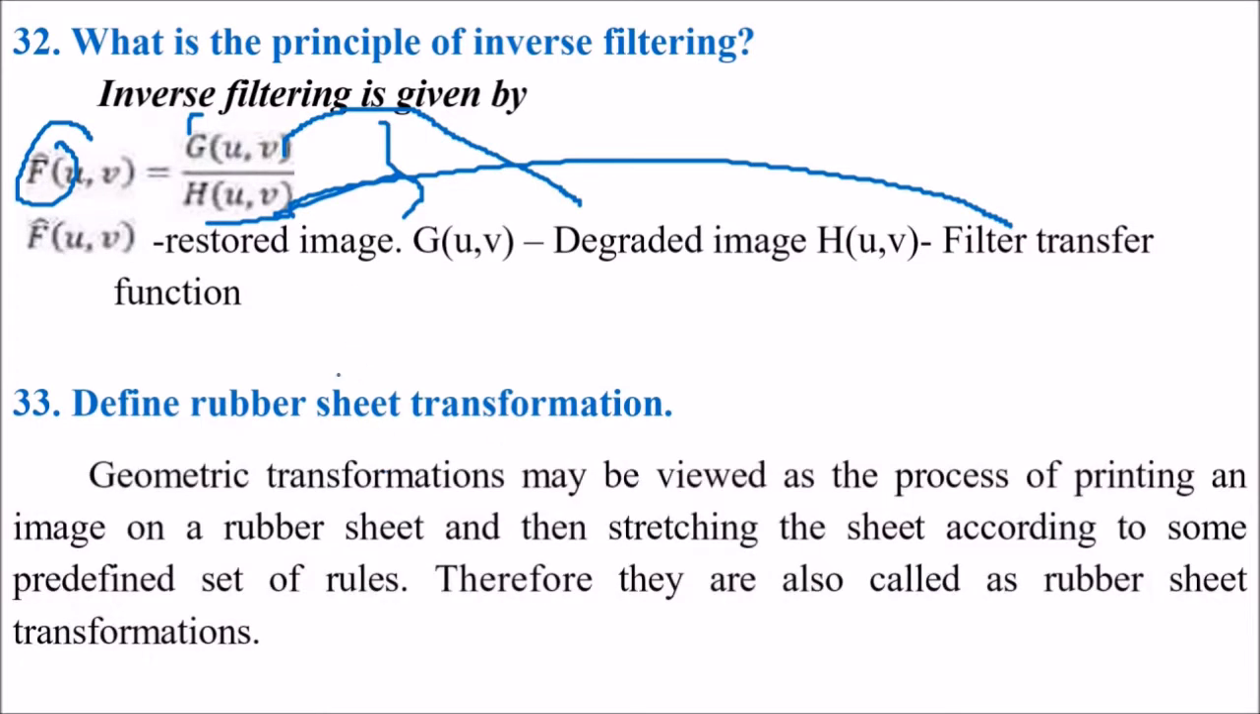Define rubber sheet transformation. Geometric transformation may be viewed as the process of printing an image on a rubber sheet and then stretching the sheet according to some predefined set of rules. Therefore they are called rubber sheet transformations.